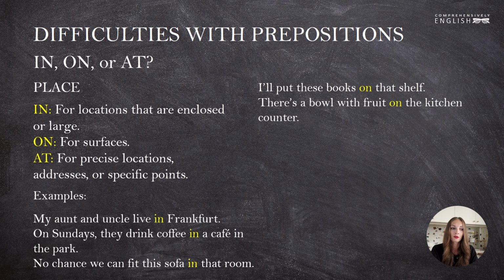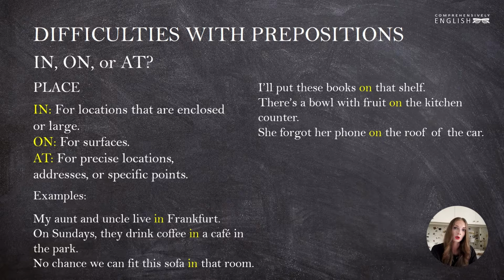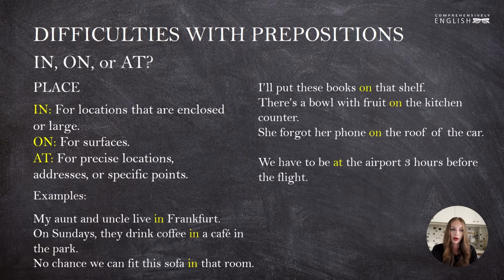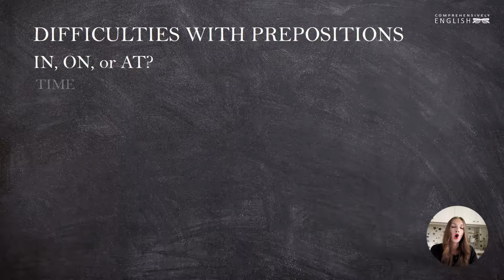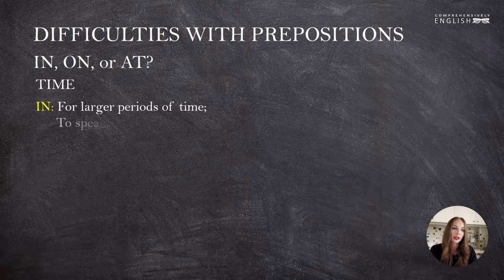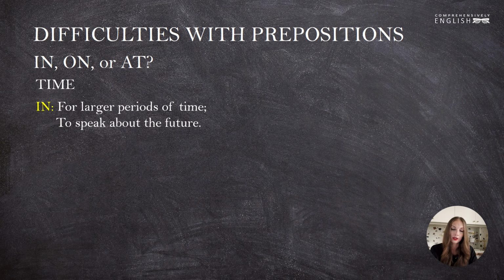There is a bowl with fruit on that kitchen counter. She forgot her phone on the roof of the car. All the places we are talking about here are horizontal surfaces. And finally, we have to be at the airport 3 hours before the flight. I don't really like the scent of popcorn at the cinema. She lives at 2 Rose Street. Now, when in, on, and at are prepositions of time, we use in for larger periods of time, like months, years, and centuries.